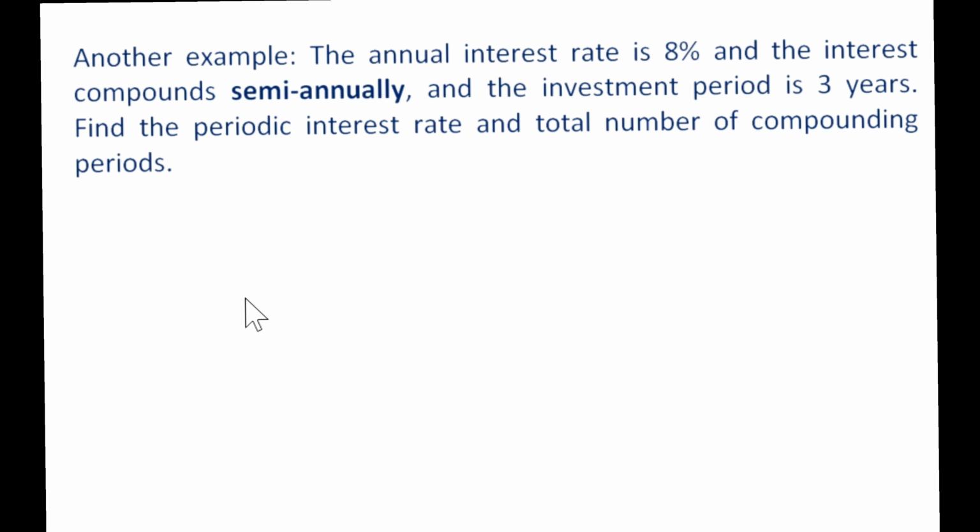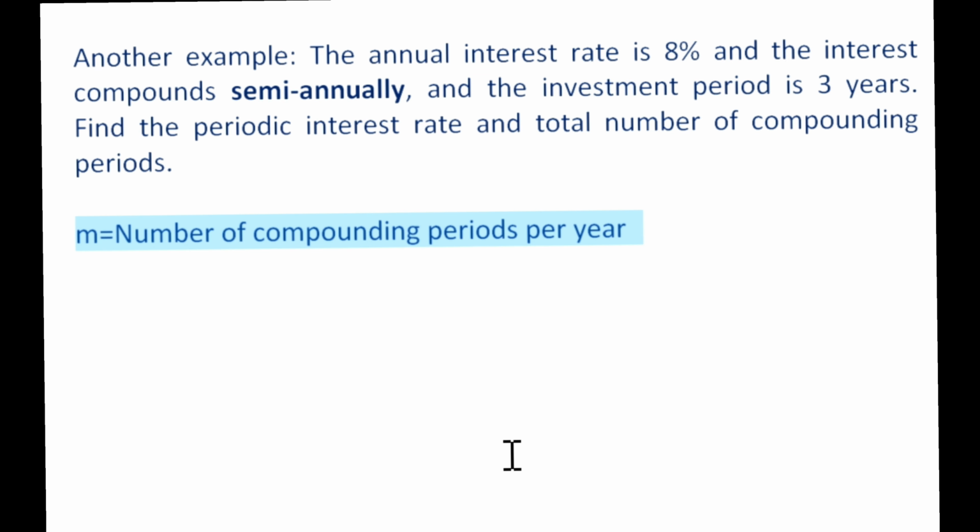Here we have another example. The annual interest rate is 8% and the interest compounds semi-annually. And the investment period is 3 years. Find the periodic interest rate and the total number of compounding periods. Here the interest compounds semi-annually. It means the interest compounds for every 6 months. So M equals 2.